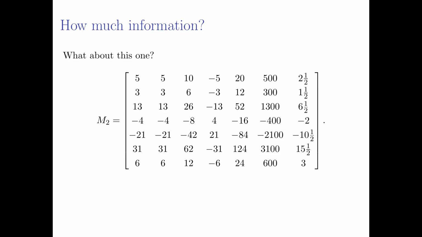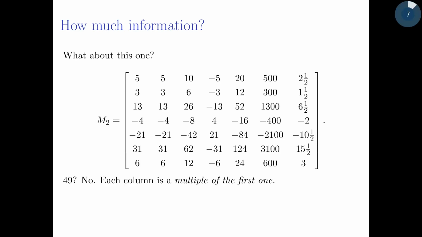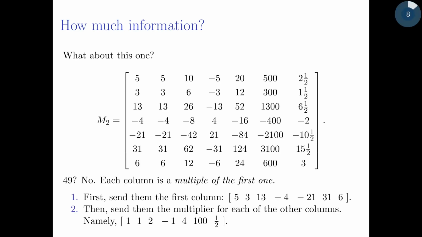We don't actually have to speak 49 separate entries. As long as the recipient can expect the pattern, as long as the recipient knows you're going to give it to me in this form, we're going to be able to do the following. First, let's send them the first column. Okay, we can't avoid that, as it turns out. We're going to tell our person on the internet 5, 3, 13, -4, -21, 31, 6. Okay, so we told them 7 things.